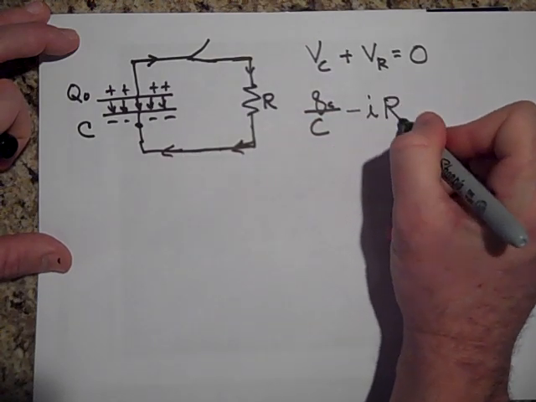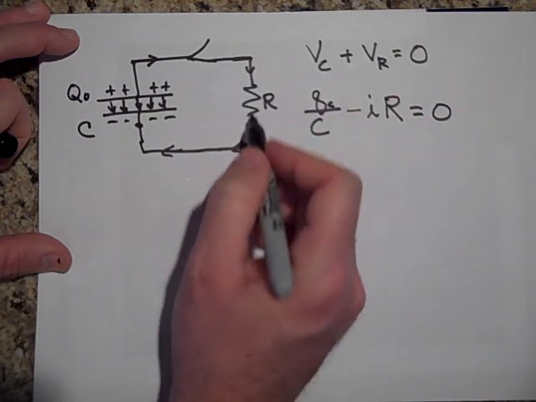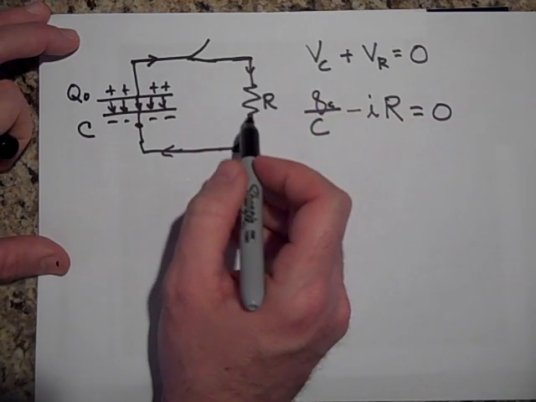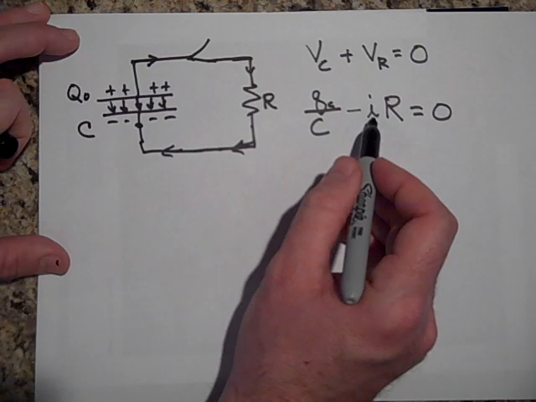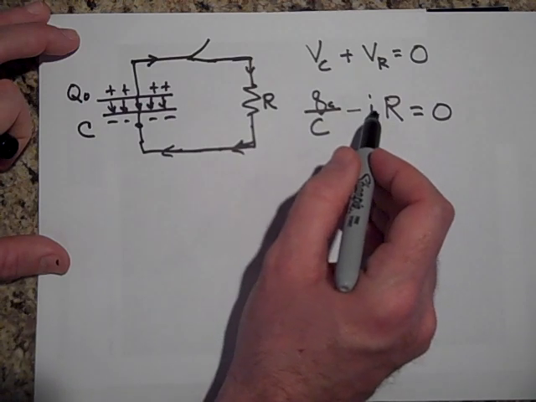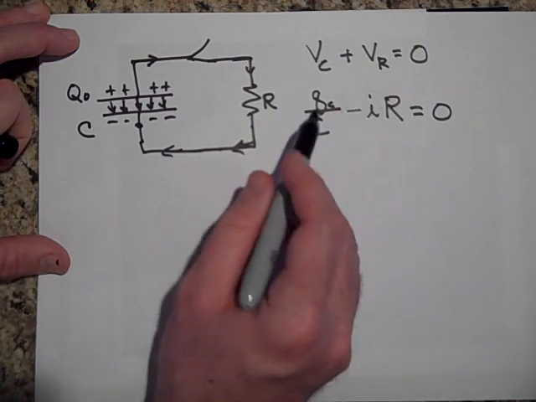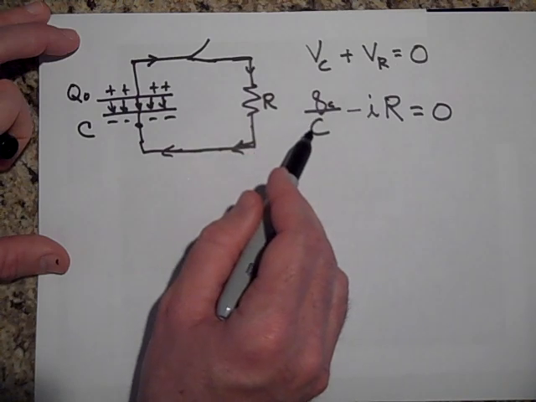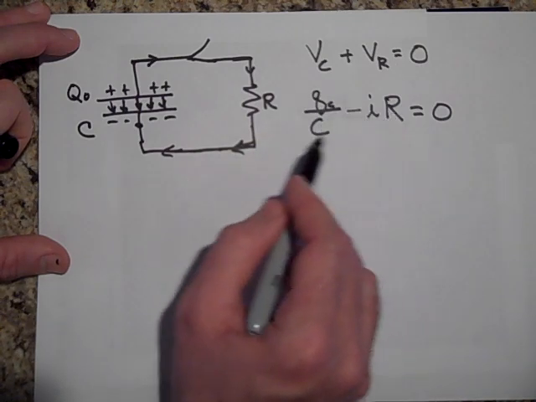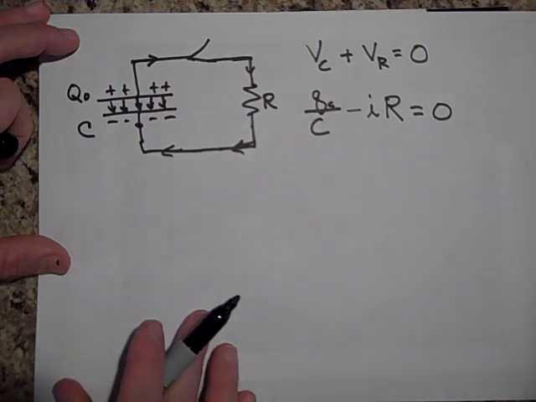I times R. Now notice I made the I lowercase, and I made it lowercase because that I is going to change with time. So that's a variable, that's a constant. Variable, constant. These will change. These won't change. All right, so here goes.